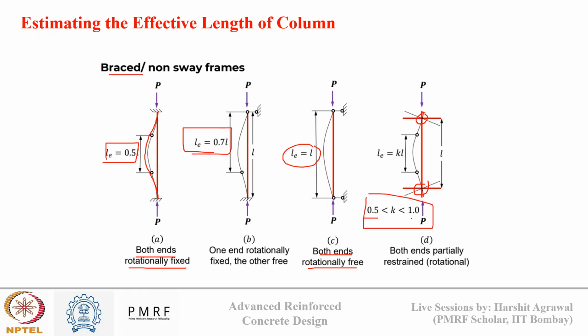So these two, 0.5 and 1, are extreme cases. Both ends are free for rotation, or both ends are fixed. Now there can be no other cases beyond these. Either one end is fixed and one end is free, or both ends are partially fixed and partially free.